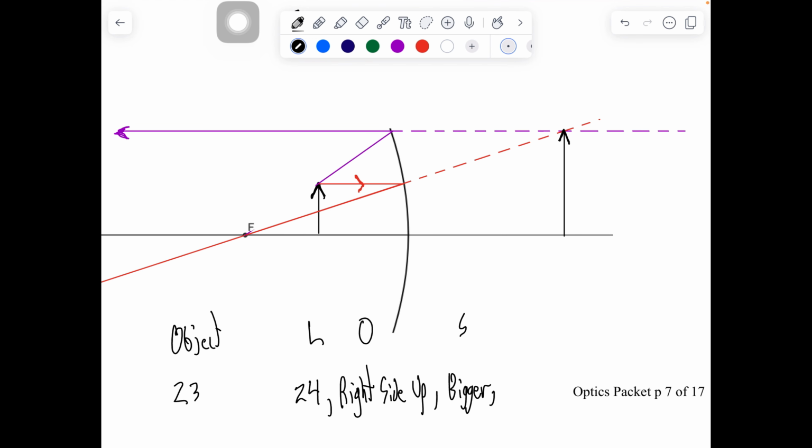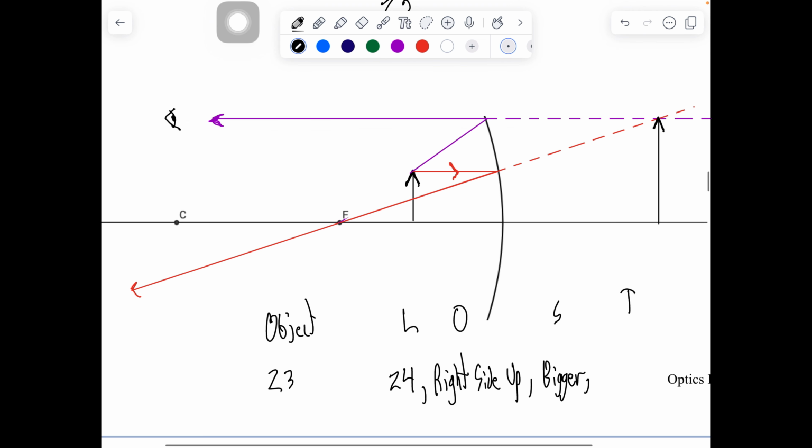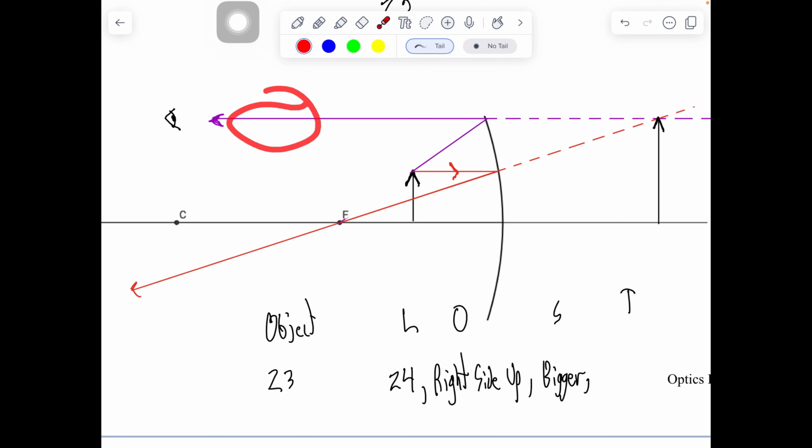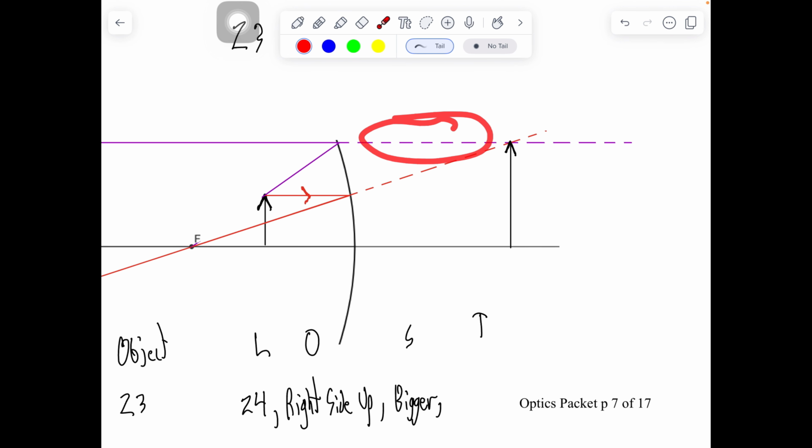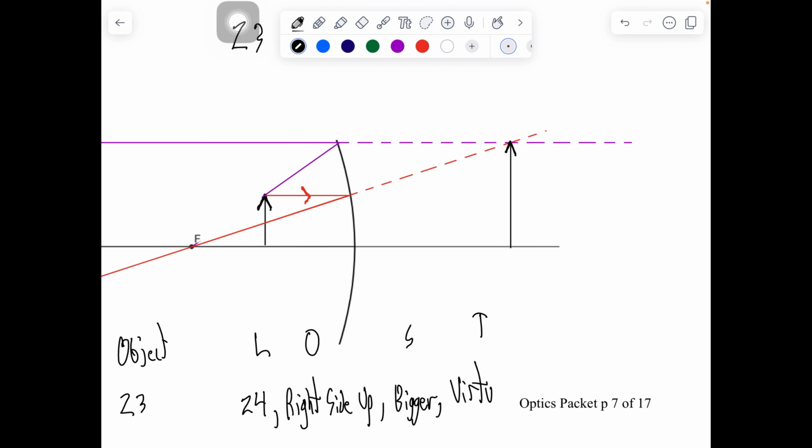And let's talk about our T, the type. Is it real? Is it virtual? Well, if we had our solid lines converging to form the image, it would be real. But because we have our virtual lines, our dashed lines converging to form the image, that is a virtual image.